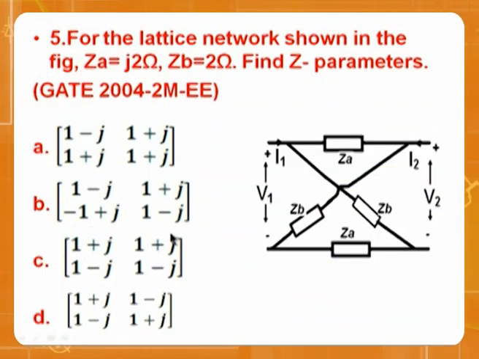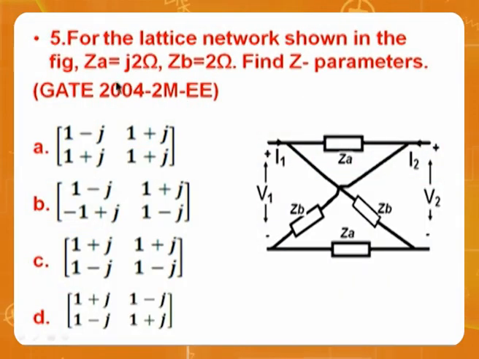For question number 5, for the lattice network shown in figure, ZA is given as J2 ohms, ZB given as just 2 ohms. Find the Z parameters. This is GATE 2004. Please understand, this is just application of the previous problem. In the previous problem, if you remember, the answers also we remember, ZA minus ZB by 2. That means ZA minus ZB, J2 minus 2. So when you say Z11, J2 plus 2 by 2 means 1 plus J.